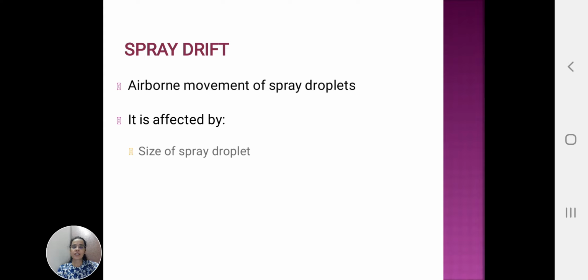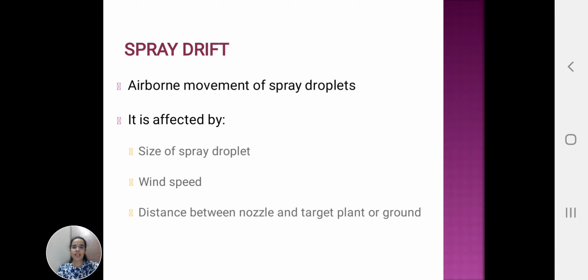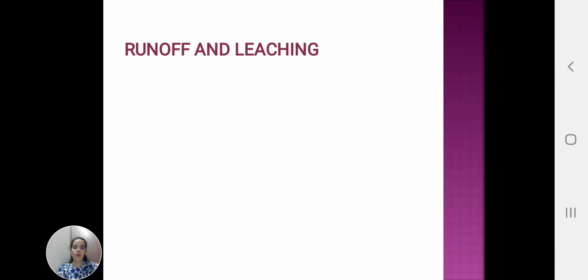Second point is the wind speed. Stronger the wind, it will lead to faster drifting of the pesticide. The third is the distance between the nozzle and the target plant or the ground. Greater is the distance, the more the wind can affect the spray. Drift leads to contamination of nearby ponds, streams, ditches and harms the aquatic flora and fauna.